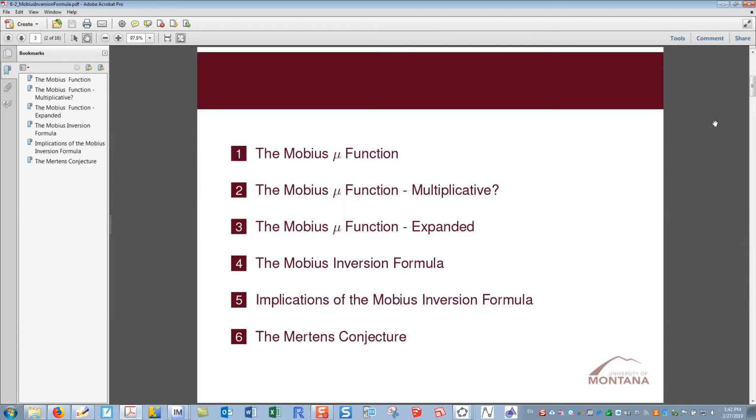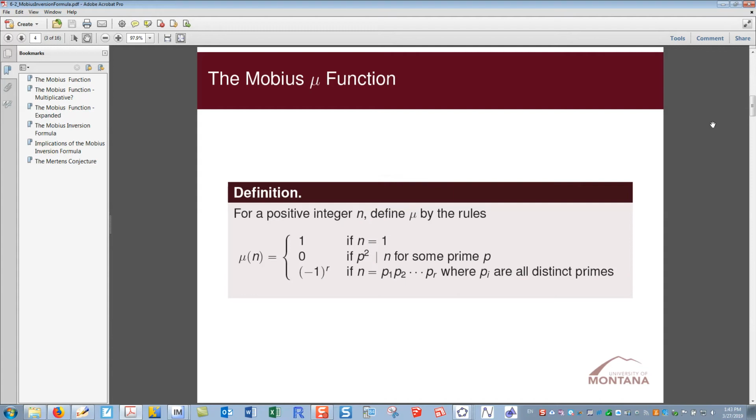So the first thing I want to do is introduce you to the Mobius mu function and then talk about, well, is it a multiplicative function? If it is, we can work with it a little bit easier. And then go ahead and expand our understanding of that. Once we've expanded our understanding of the Mobius function, we'll introduce you to the inversion formula and talk about its implications for some number theoretic functions we're already familiar with, that is tau and sigma, and then leave you with Merton's conjecture and a famous story from the history of mathematics about this function.